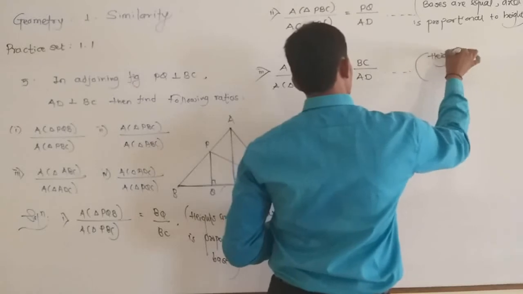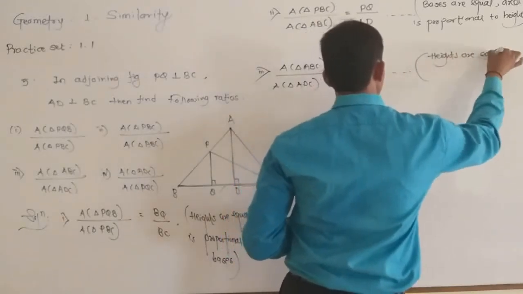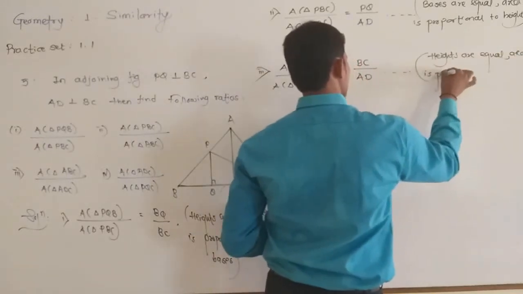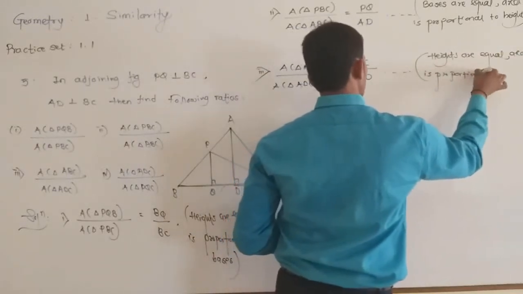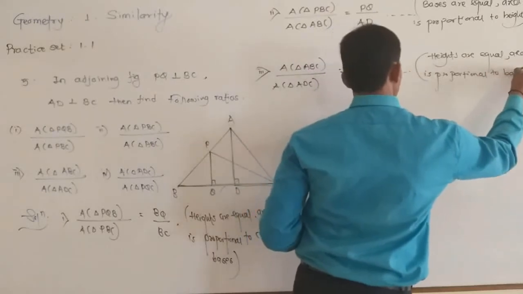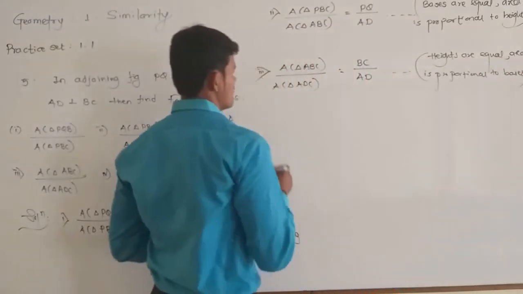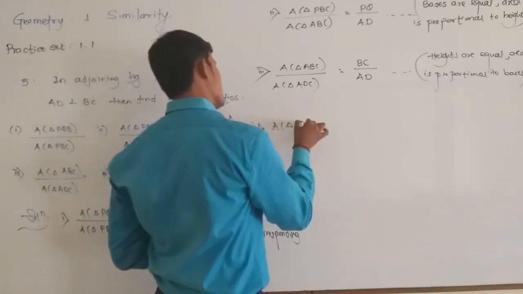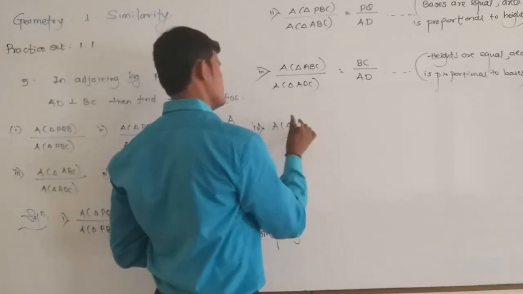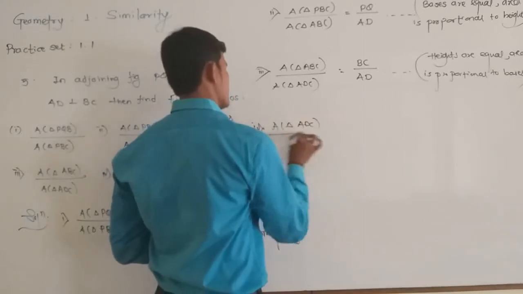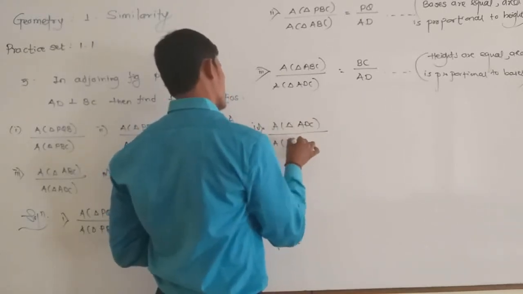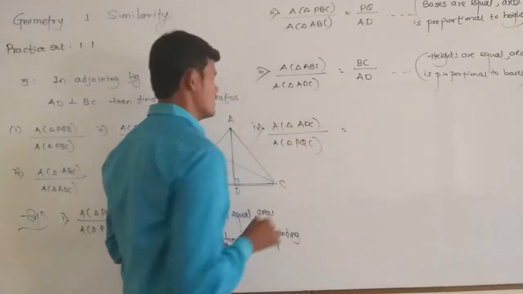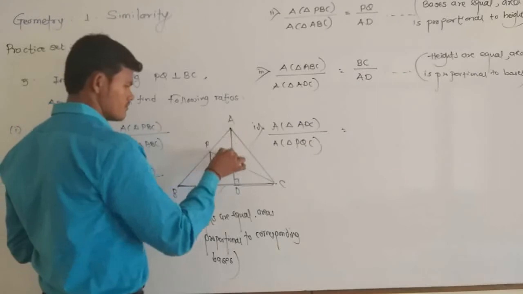Heights are equal. Area is proportional to bases, corresponding bases. And the last ratio is area of triangle ADC to area of triangle PQC. Okay, where is the triangle ADC?